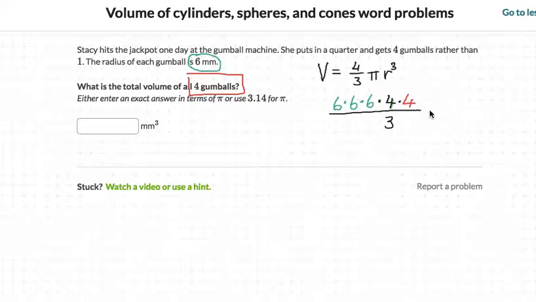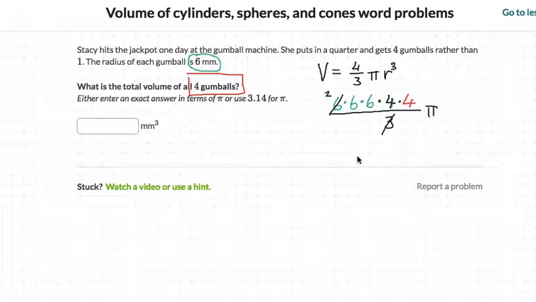So this is what we've got going on right here. We've got r cubed, 6 times 6 times 6, times 4 divided by 3, and then we're multiplying times 4 as well for our 4 gumballs. Now 6 times 6 times 6, well, we're not going to work that out yet. We're going to get rid of this 3 first of all, because we see common factors. And now we have 2 times 6 times 6 times 4 times 4.